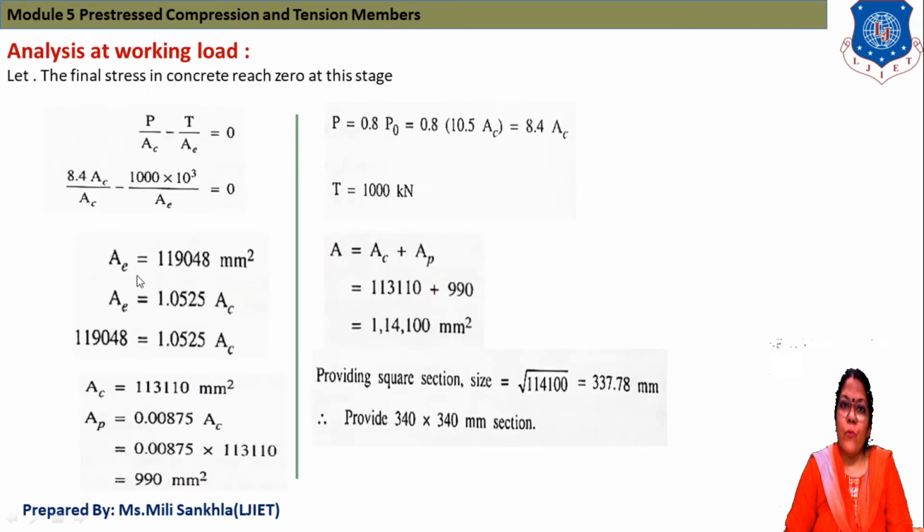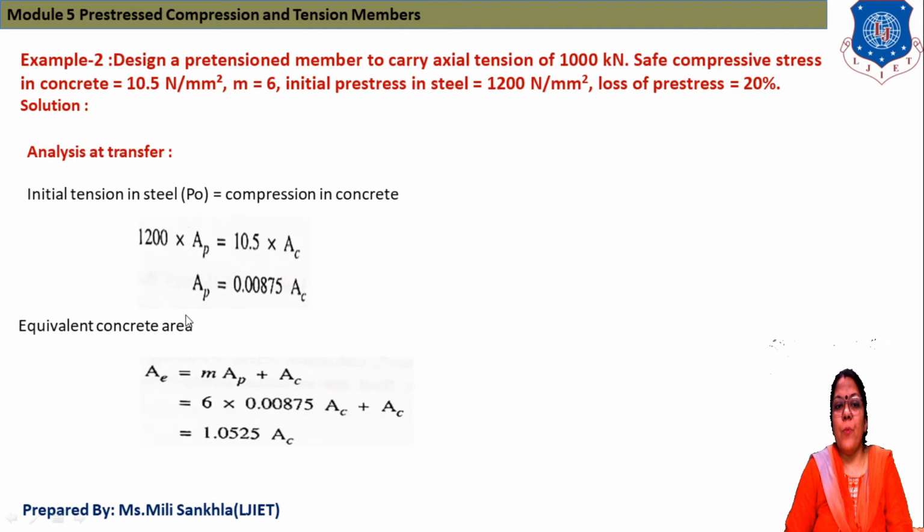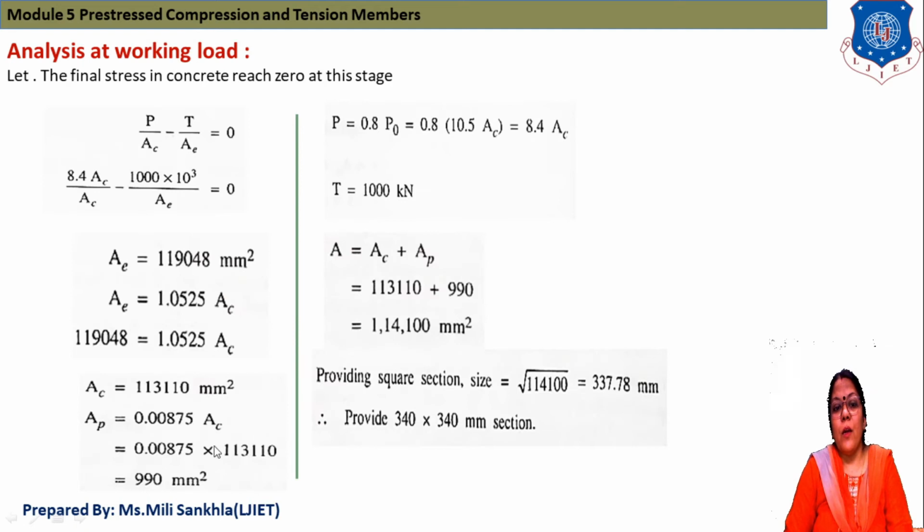Here we get the value of Ae, so we find Ac, that means area of concrete. Area of concrete we find out is 1,13,110 mm square. Now we find area of pre-stressing steel, and area of pre-stressing steel is equal to 0.00875 Ac. Ac is equal to 1,13,110. After multiplying both values we get 990 mm square, that is area of pre-stressing steel.